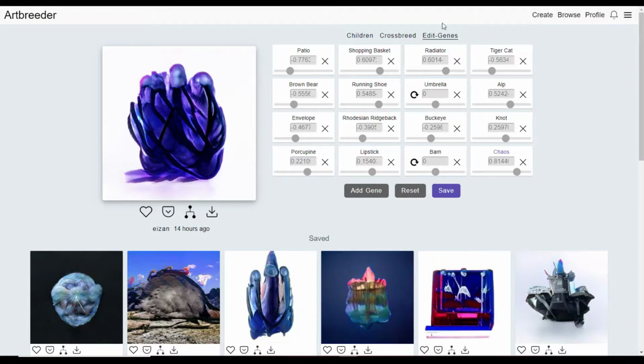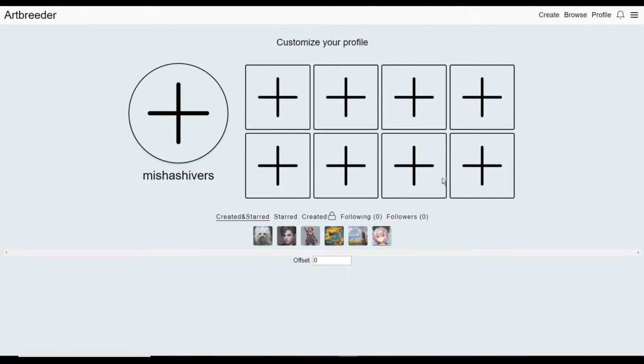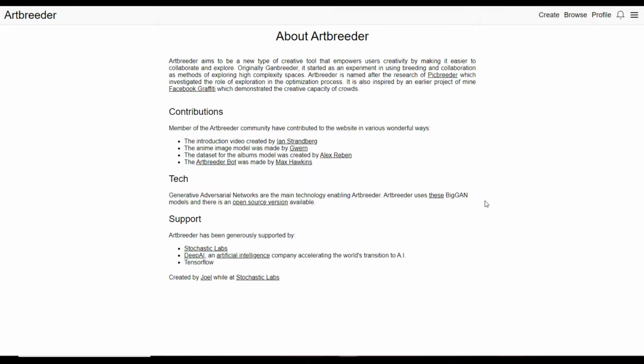What's worth noting here, there are actually some social abilities here. You have a profile, and mine is empty right now, but when you create things and then favorite them, they will appear in your gallery. And then you can also be followed by people and follow other people. So this website is also a social experience. Contributions, those are all worth looking at, but tech.